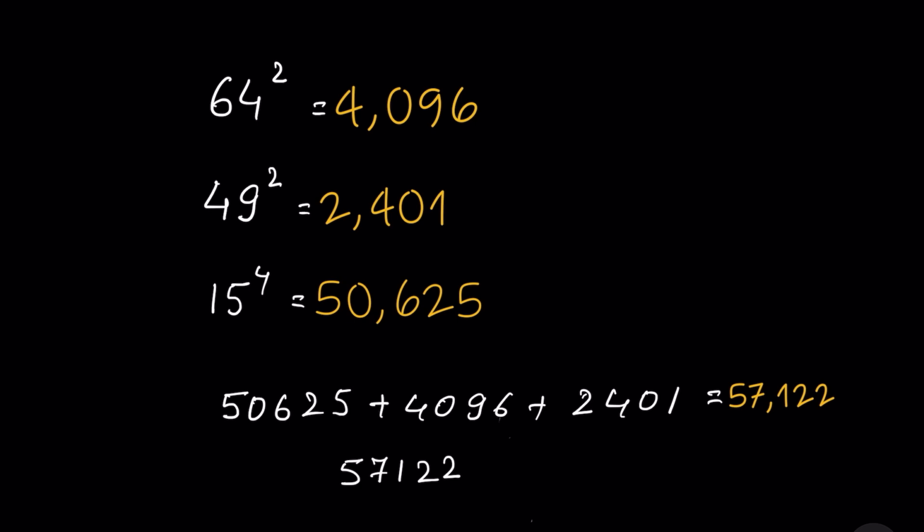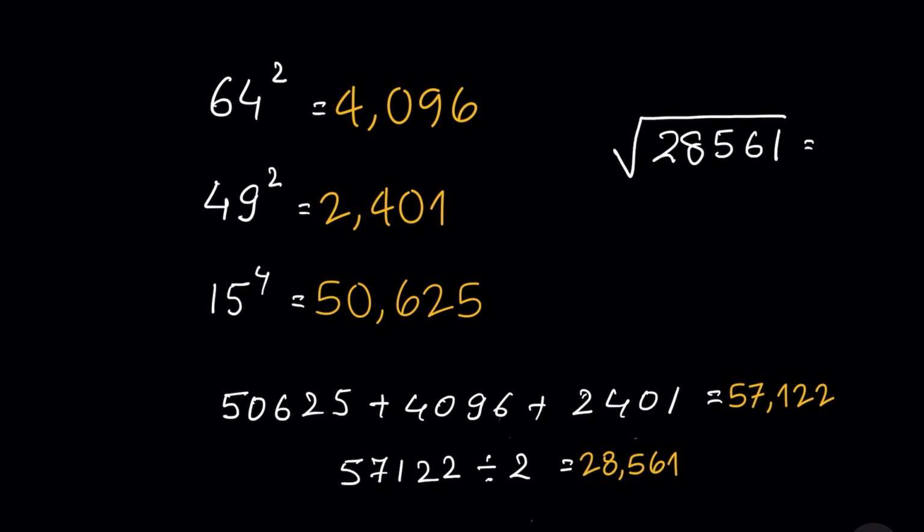And if we divide 57,122 by 2, then it is equal to 28,561. Square root of 28,561 is equal to 169. So our answer is correct.